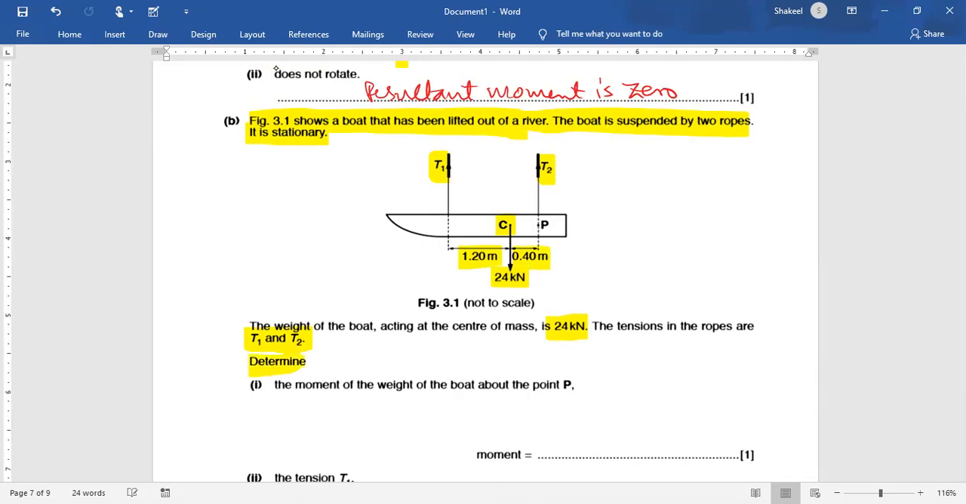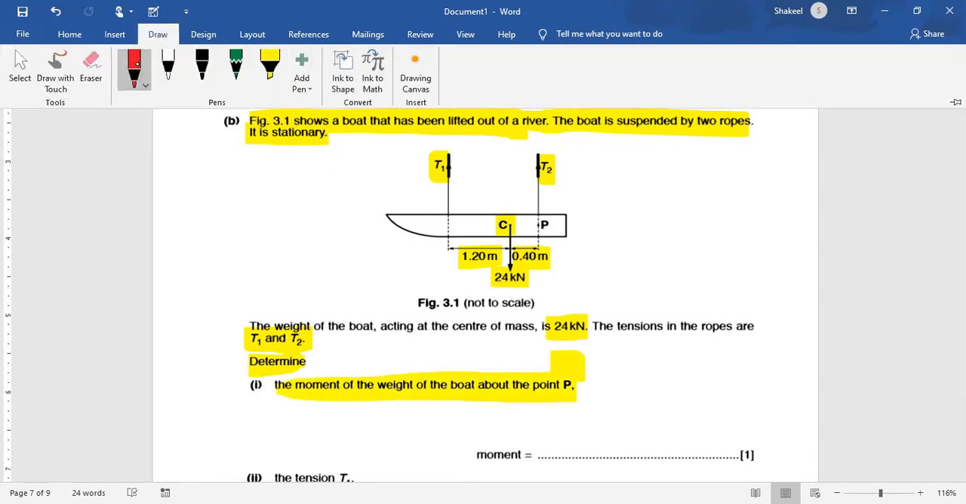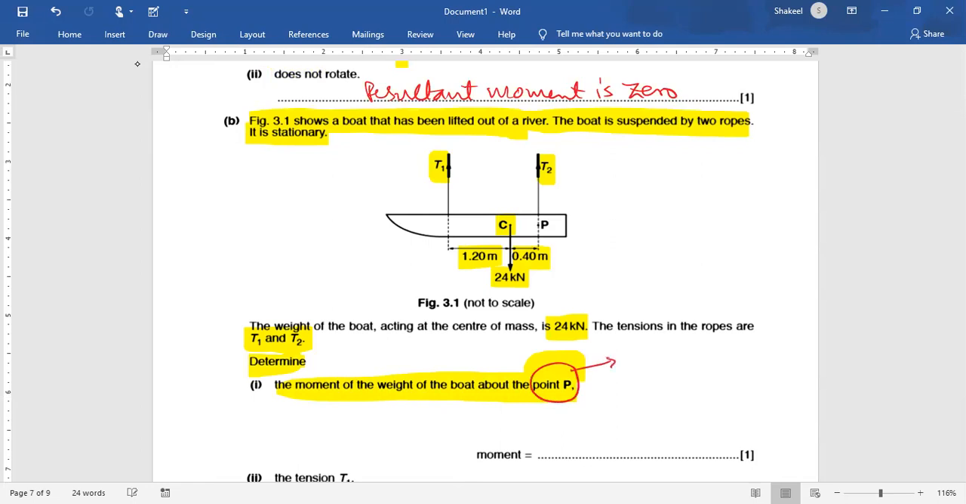So what you have to determine is the moment of weight of the boat about point P. So when they say about point P, it means this is the pivot because they are referring to it as the pivot. So P is your pivot. So the moment is equal to force into distance.